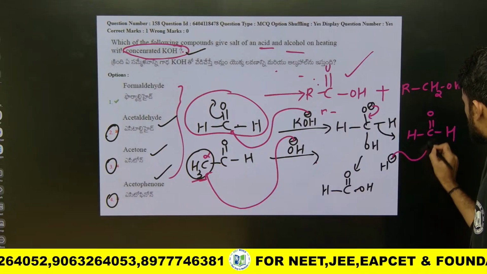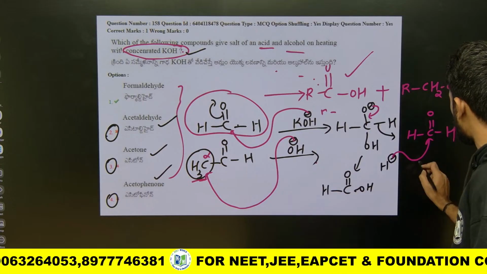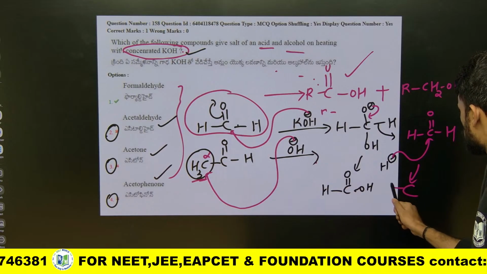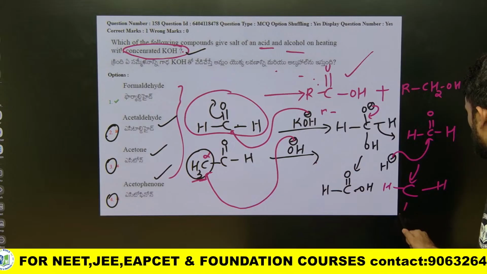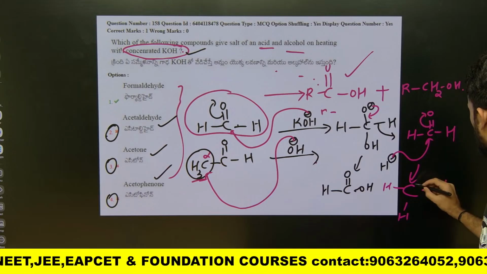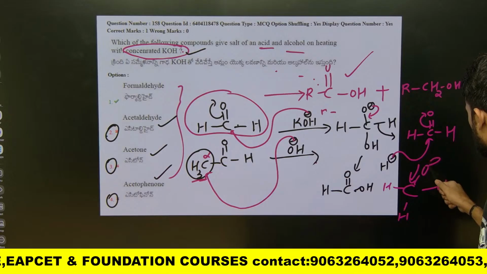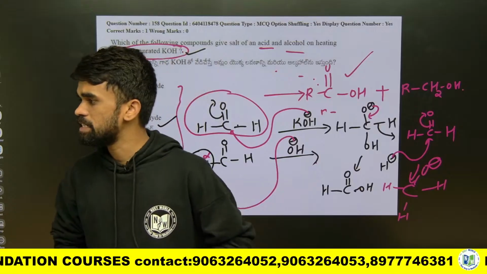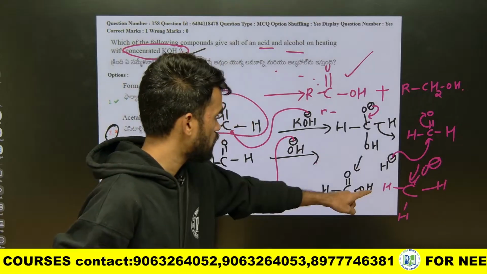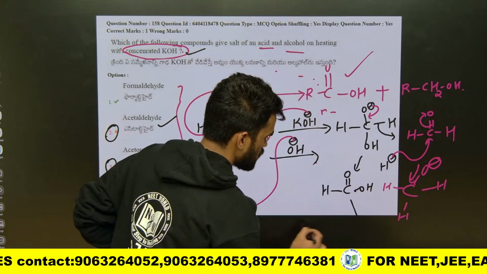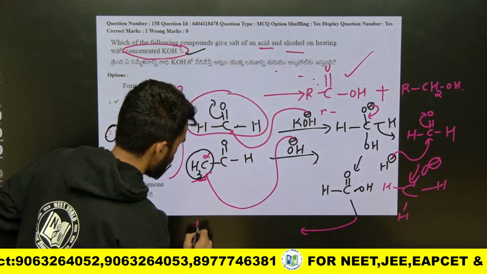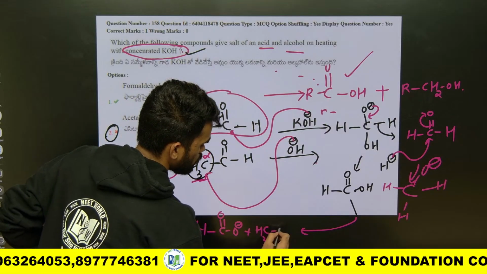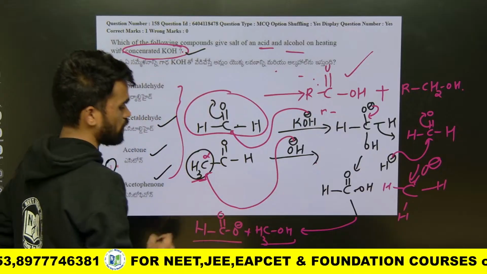The nucleophile H minus attacks the electrophilic carbon and results in the formation of this: hydrogen, hydrogen, hydrogen, and the O minus goes out upward with a single bond. So the methoxide ion, CH3O minus, is formed. This methoxide ion abstracts a proton from here and gives us the formate ion plus methanol. So we got one alcohol and one carboxylate ion.